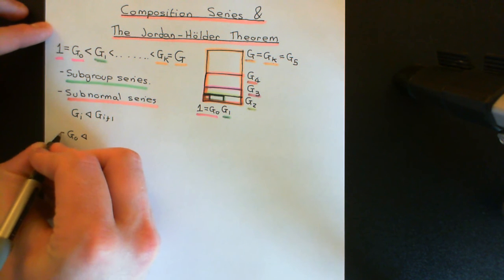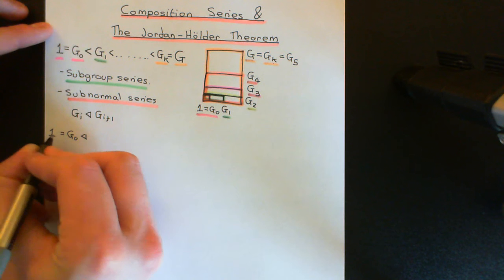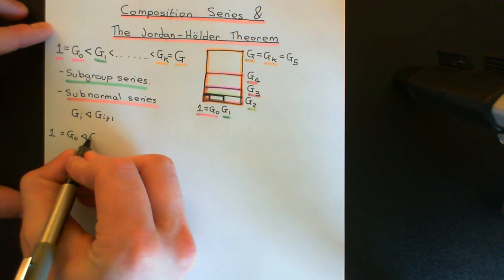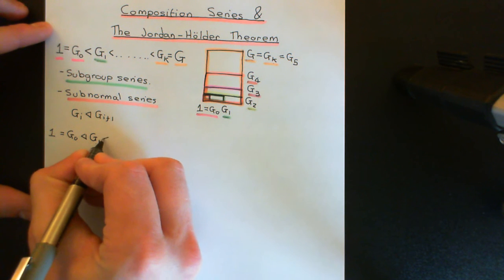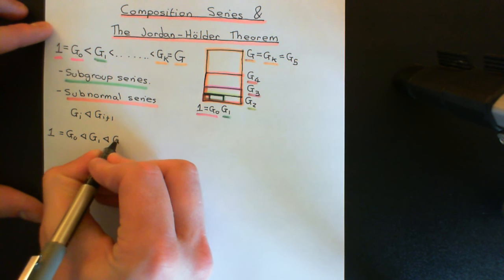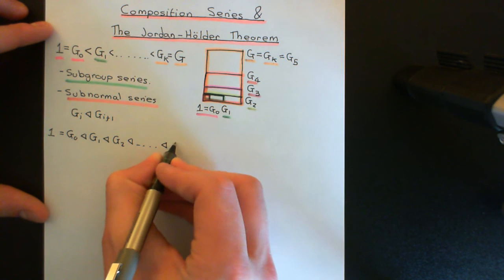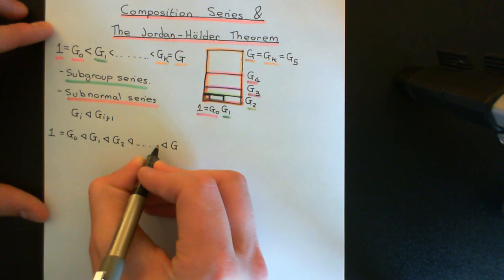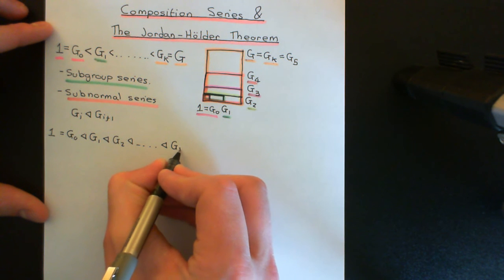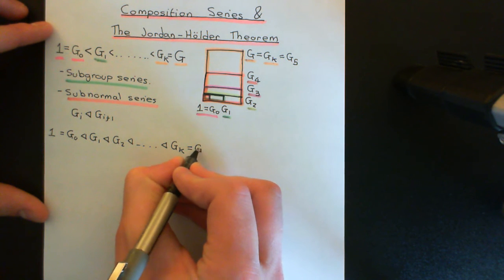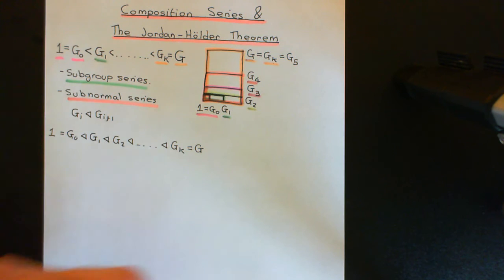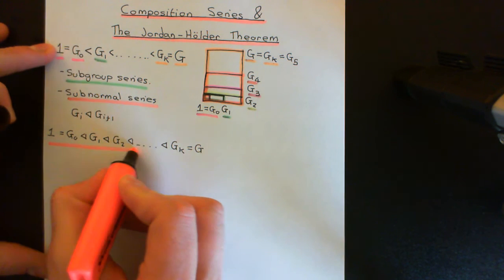So we'll have G0, which is still our new notation for the trivial subgroup. It will be a normal subgroup inside G1, which will be a normal subgroup inside G2, and this will go on all the way up to G(K minus 1), which will then be a normal subgroup inside GK, which will be denoting our improper subgroup here. So here then is our subnormal series.